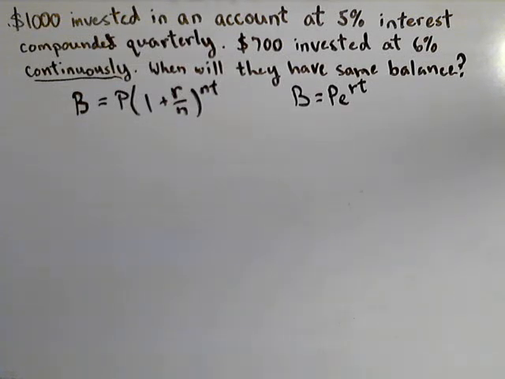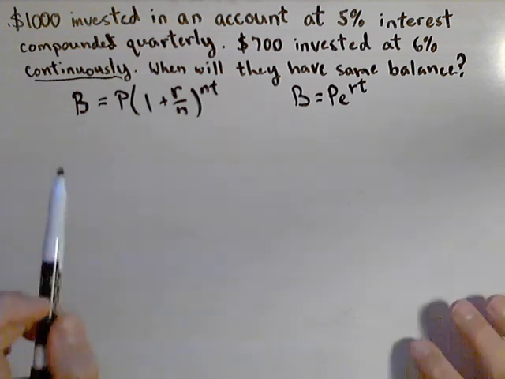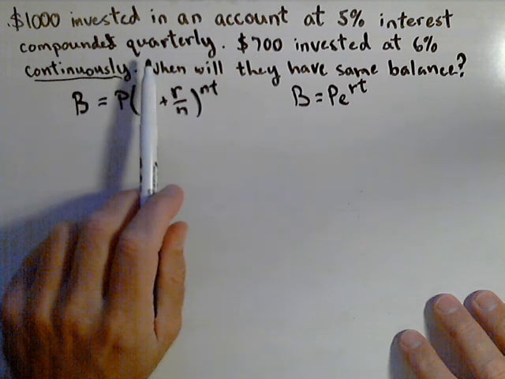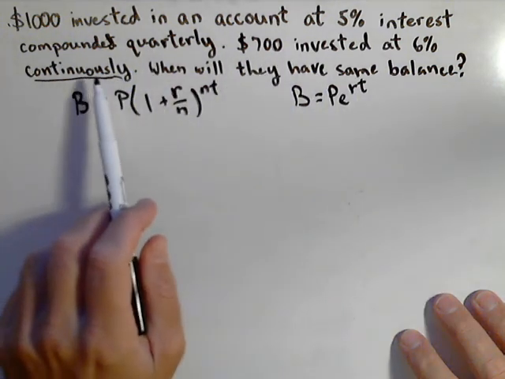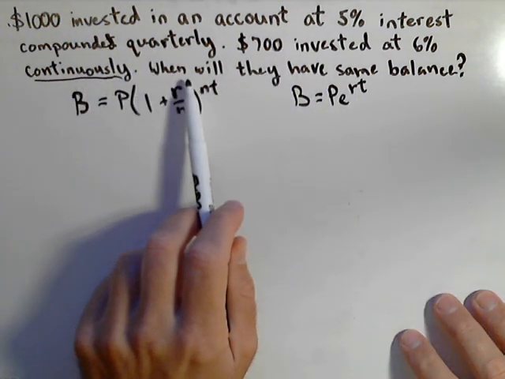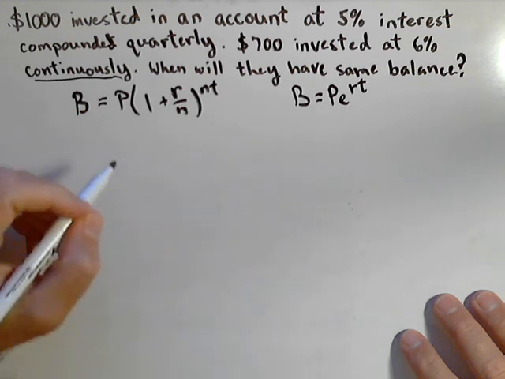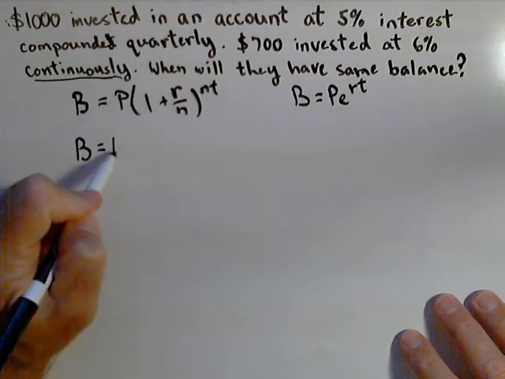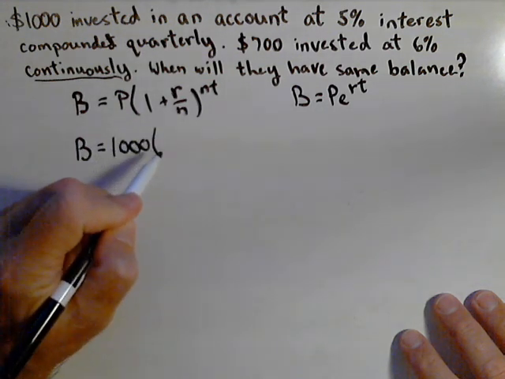This is a quick little video showing how we can use the graphing calculator to find when two accounts are going to have the same balance. In this one we're going to have $1,000 invested at 5% compounded quarterly and $700 invested at 6% compounded continuously. We want to know when they have the same balance, which means we need to make a formula for each account.